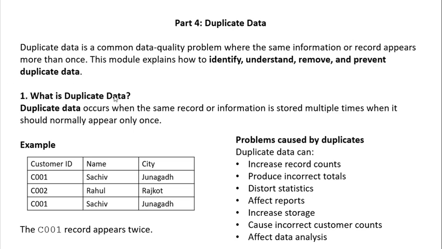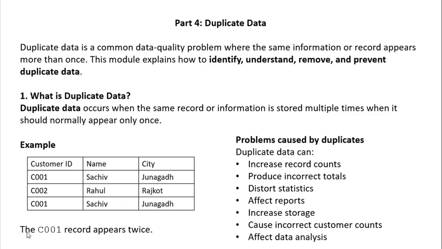First, what is duplicate data? Duplicate data occurs when some record or information is stored multiple times when it should normally appear only once. For example, customer IDs, names and cities are given, and such data appears two times.